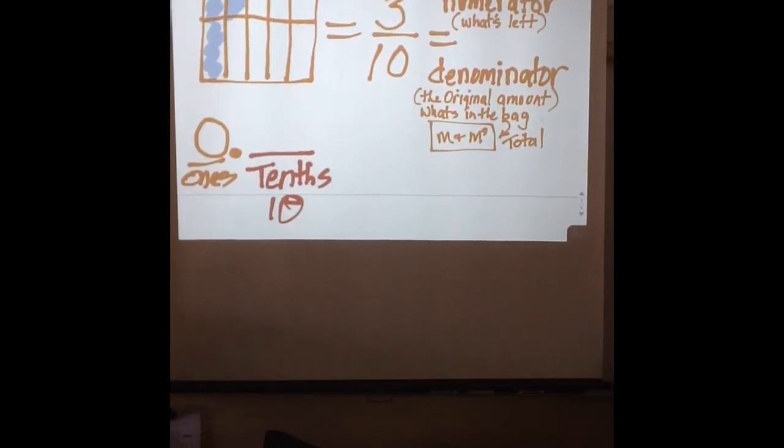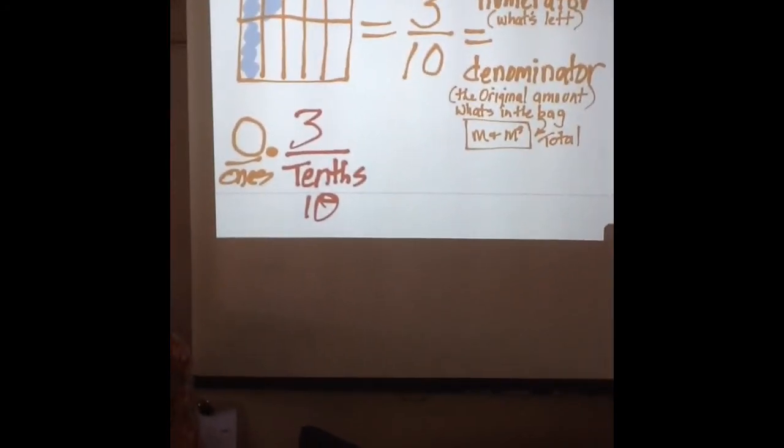So what would I put here for my shaded areas in the box? What would I put here for the shaded area in the box? 3. You guys are right. So 3/10. And we can also say this how? 0.3. Okay? So here we go.